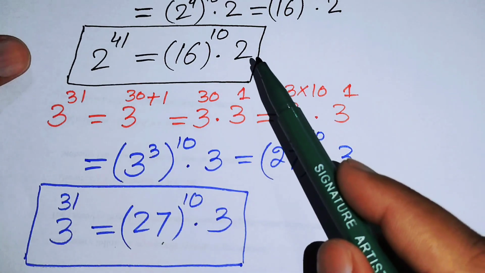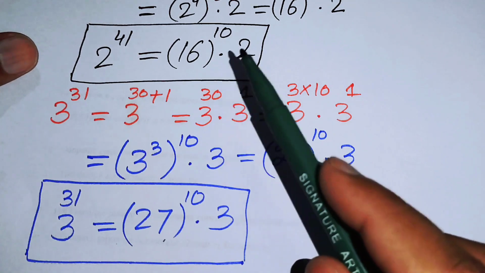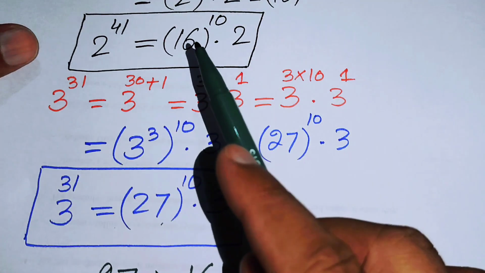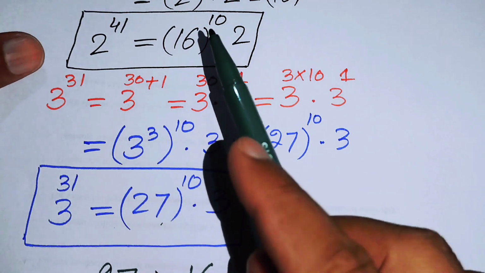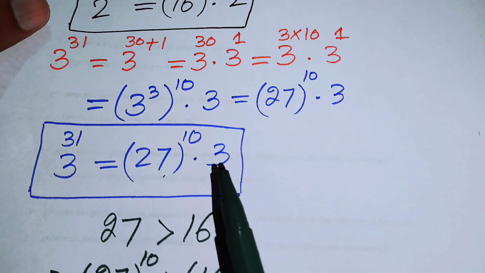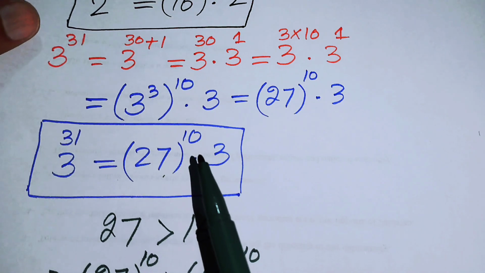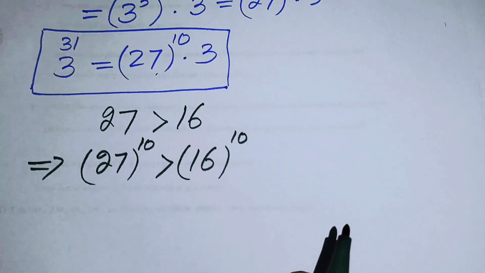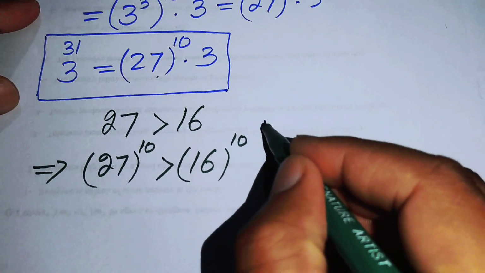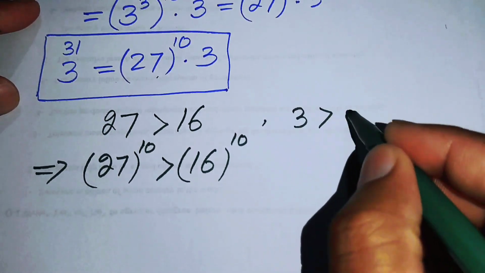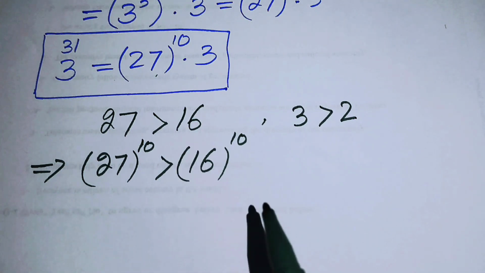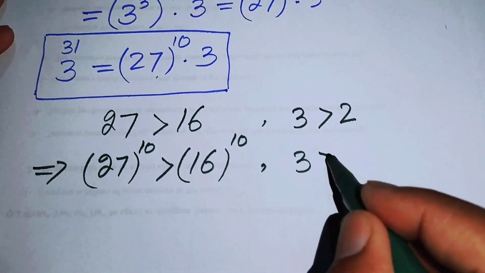Here you have the number 3 which is multiplied by 27 to the power of 10, and here you have number 2 which is multiplied by 16 to the power of 10. So now you can compare 3 and 2 and you can easily say that 3 is greater than 2.